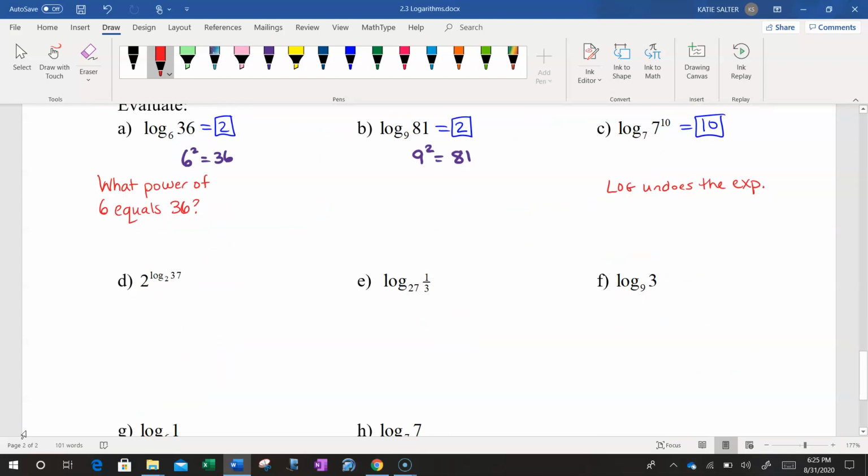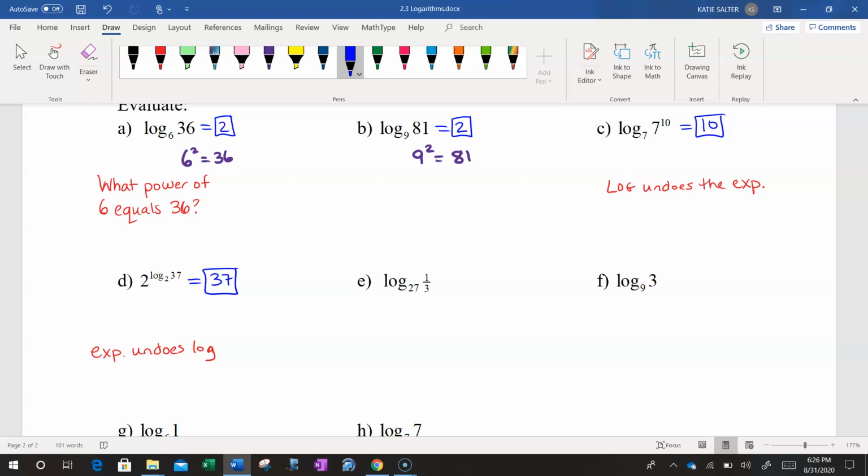So the next one's the opposite. The logarithm is substituted inside the exponential. So again, the exponential in this case undoes the logarithm. And it's like they just cancel each other out, so the answer is just 37. And this is why it's important to learn these properties, as weird as these functions are.